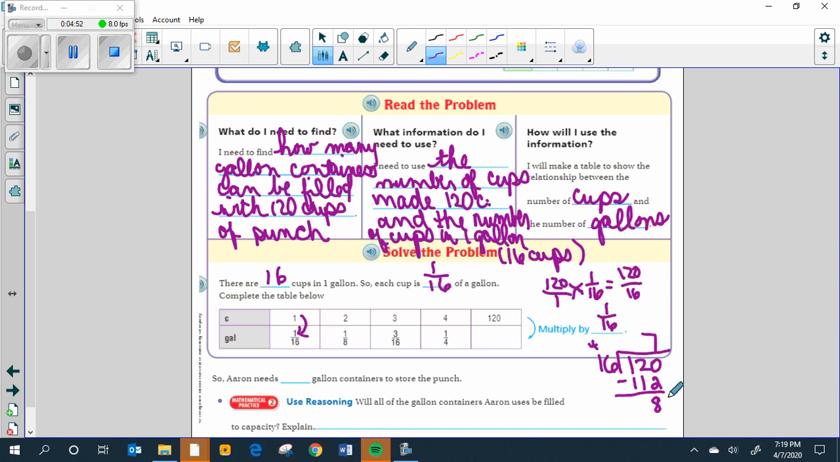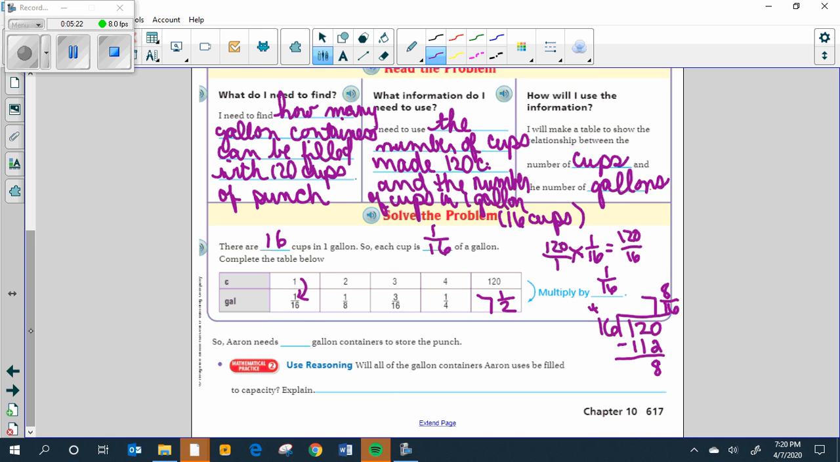I'm going to write that as a fraction. I have 8 left over my divisor, 16. When I simplify 7 and 8/16, that's really like saying 7 1/2. So in order to be able to carry all of those 120 cups of punch, I'm going to need 7 1/2 gallon containers. The problem with that is he only has gallon containers, so it's going to take Aaron 8 gallon containers to store the punch.